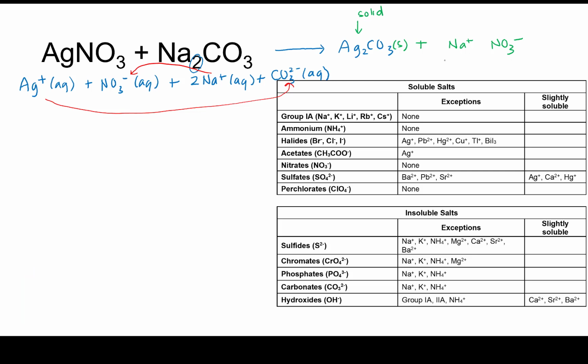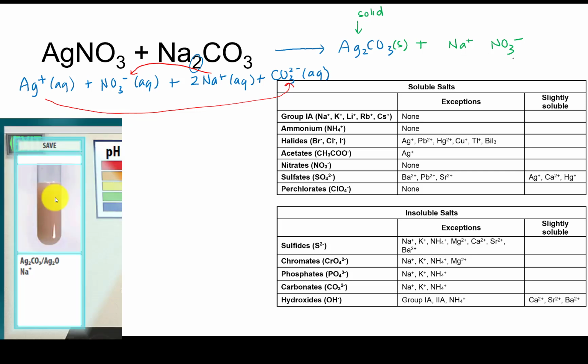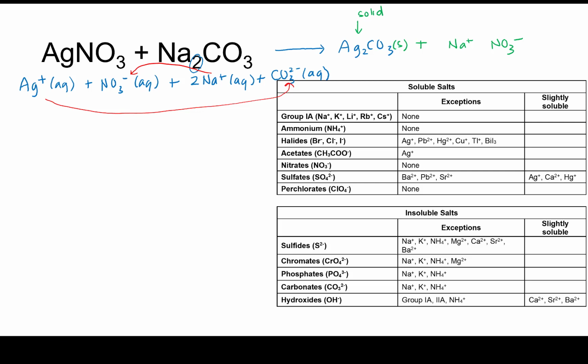And then if you're not sure what else was there, we saw sodium ion, and the nitrate ion is also a spectator ion. And if we look at the rules for nitrates, there are no exceptions. So all nitrates are soluble salts, and also group 1A are soluble. So those are not going to be precipitates, those will be ions. And so we have silver carbonate plus NaNO3.